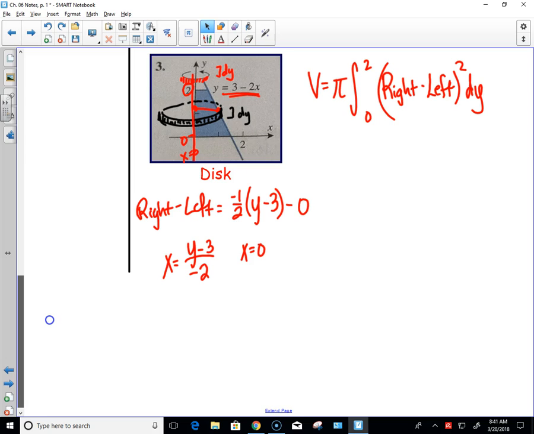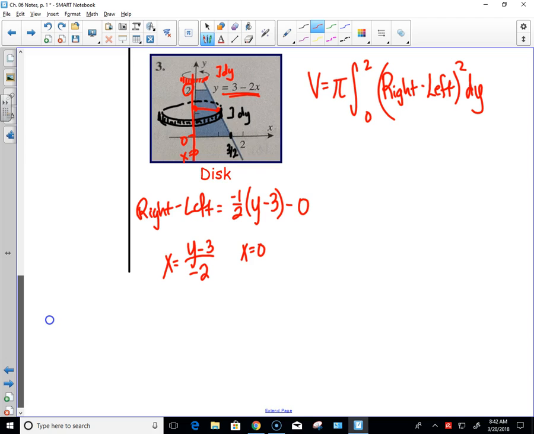Sean? Why is our left not 0? Because those would be the x bounds. But since I'm not choosing x's, I need to go with the y's. Still minus 0, because the right is going to be this function I had to rearrange. The left is going to be the axis, which is x equals 0.